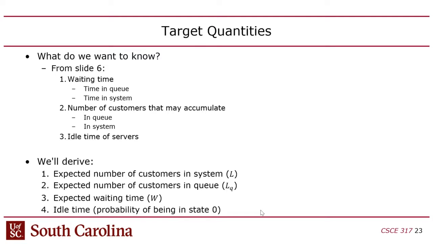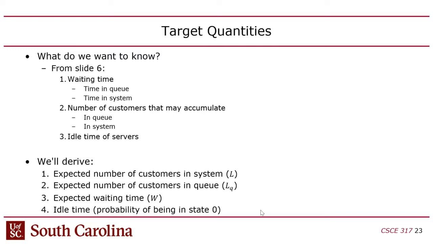So we want to derive 4 things in this class. Now, in a real queuing theory class, there's a lot more you can derive here. There's a lot more analysis you can do. But for our purposes, we just want the big ones. L, number of customers. L sub Q, number of customers in the queue, just the queue, not the ones being serviced. W is the expected waiting time, and then the idle time. And the idle time is just the probability of being in state 0. There's no customers there.